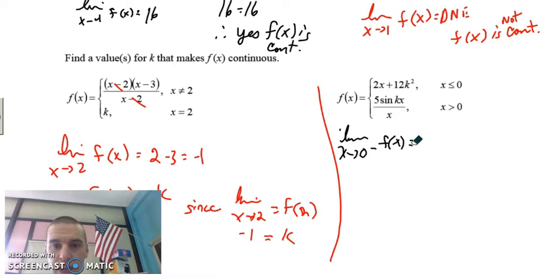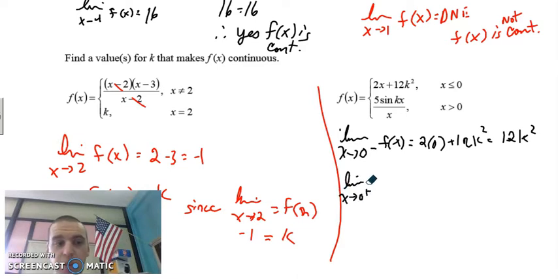And so we know that equals 2 times 0 plus 12k squared. Well, what's that? That's just 12k squared. So that's the limit. That's all we know. We're trying to find k. We also know that for it to be continuous, we better have the limit as x approaches 0 from the left equal the limit from the right.